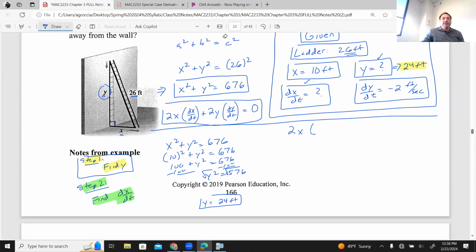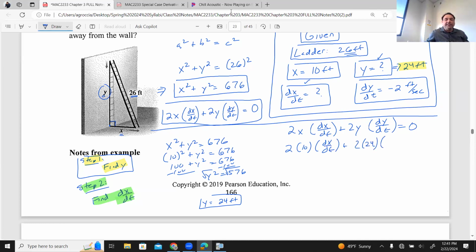So I'm going to pause and put the equation here. And I'm going to say, plug in everything you have and solve for what you don't. So now we go to the second equation, and I'm going to plug in all the ones I know. I know x is 10. I don't know dx over dt. I know that y is 24. I know that dy over dt is -2, and the negative does matter.